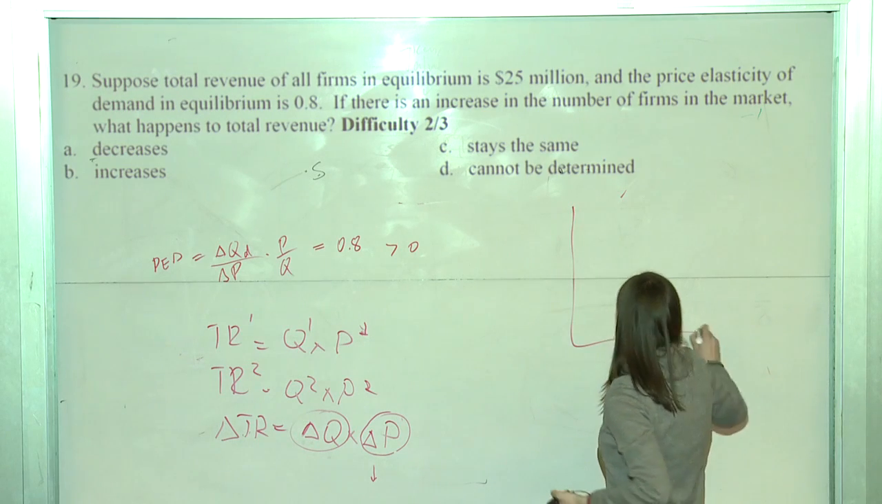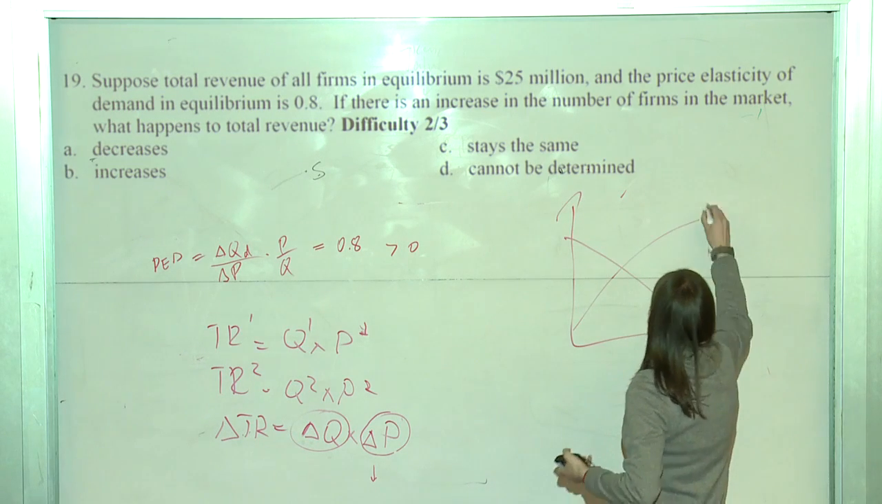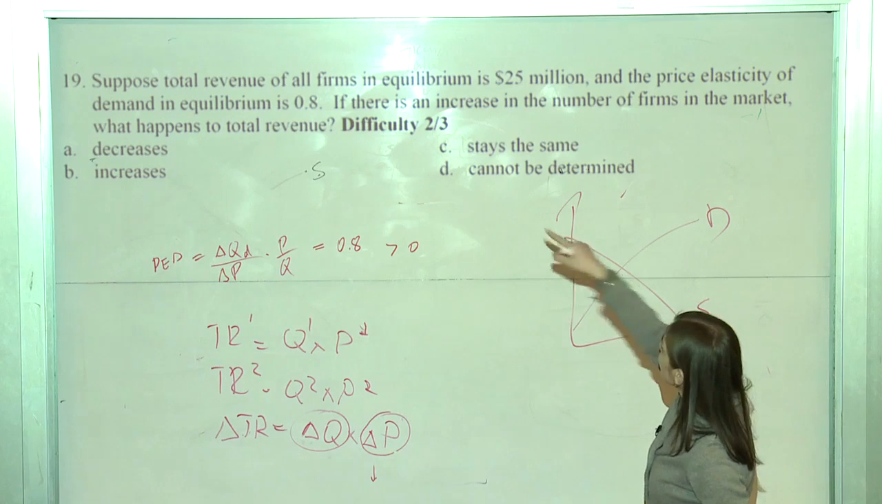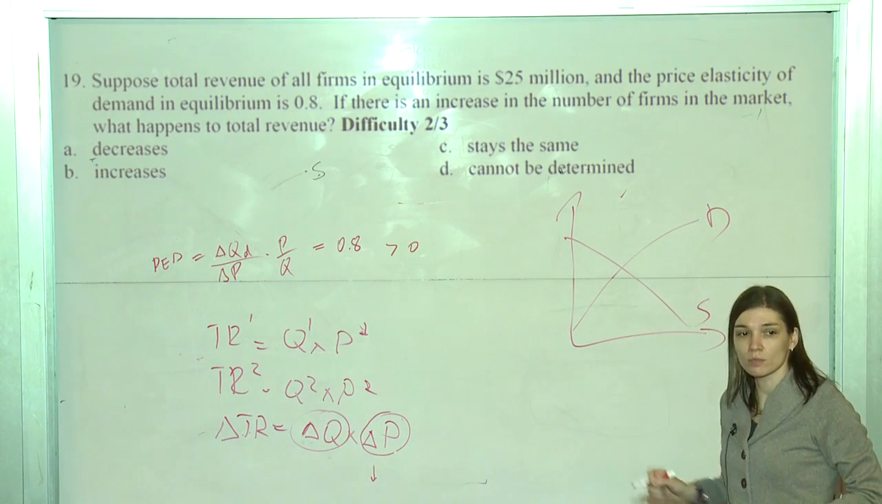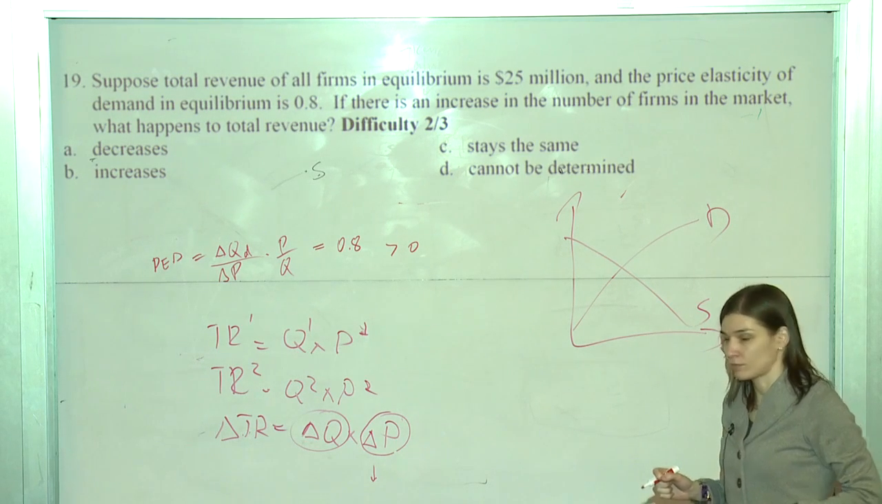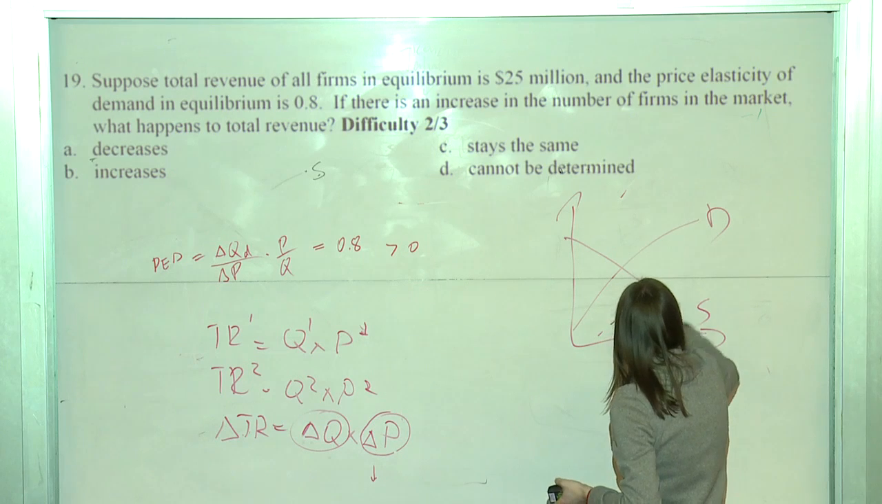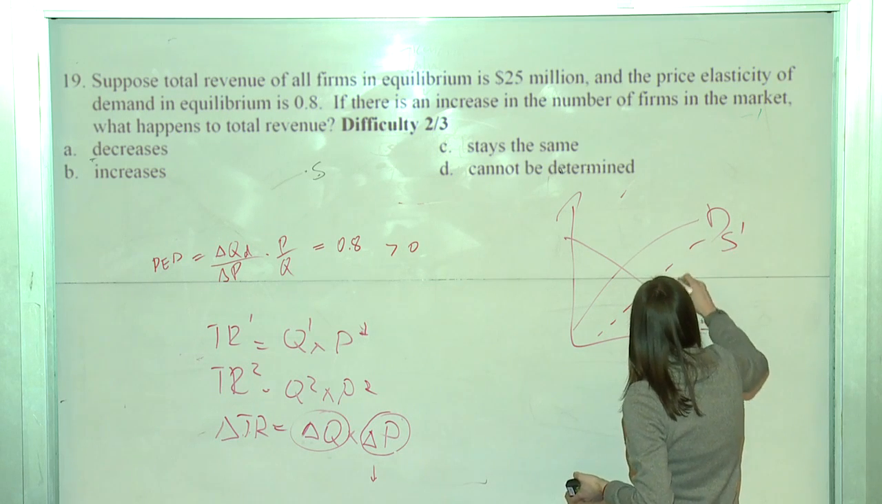Right. So what's going on here really? We have demand, supply, right? We know that there's an increase in the number of firms, right? Does that affect the demand curve or the supply curve, in such a way that it shifts to the left or to the right? Okay, so we have a shift in supply. That's the new supply curve.